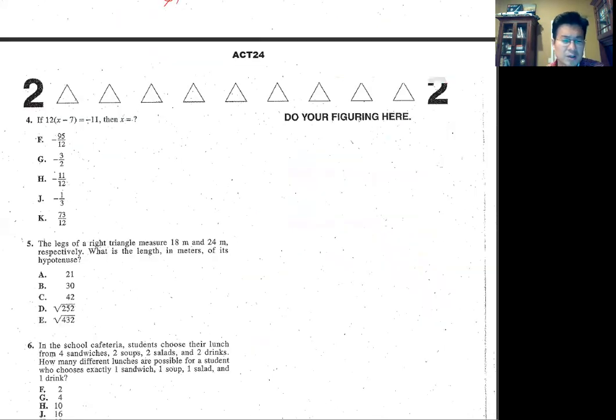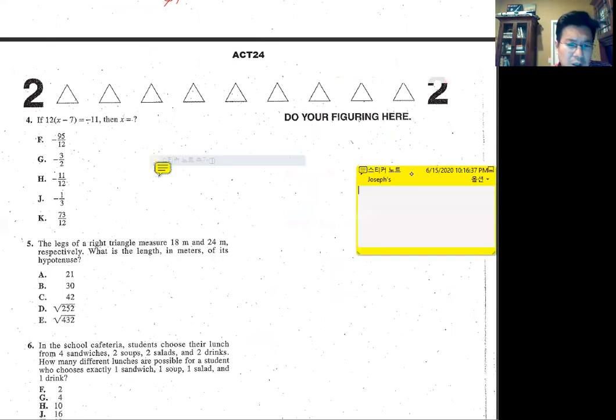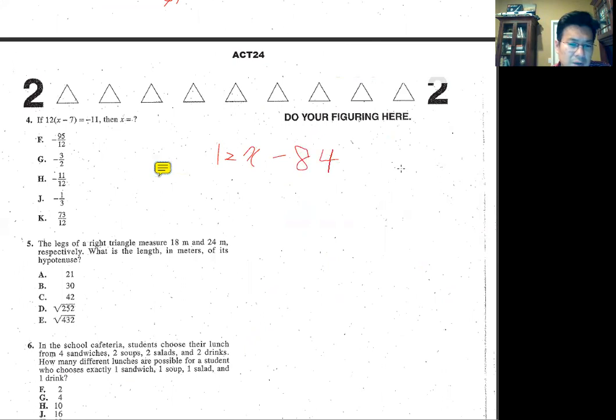Number 4, you distribute this. 12x minus 84 equals minus 11. 12x equals 73. X has to be 73 over 12.